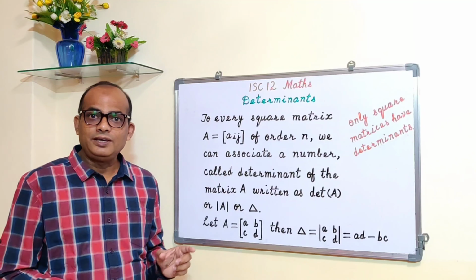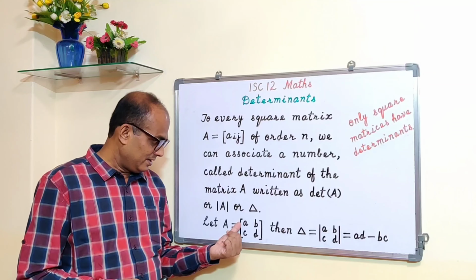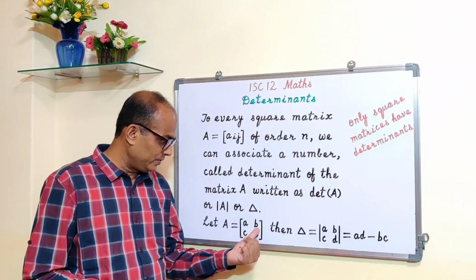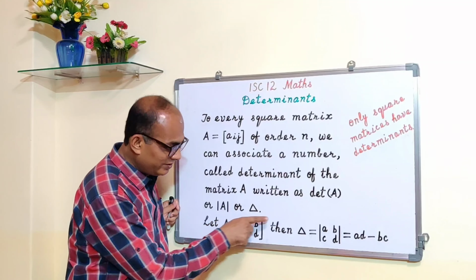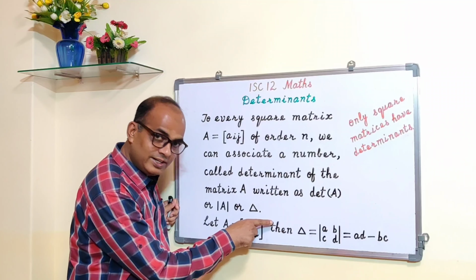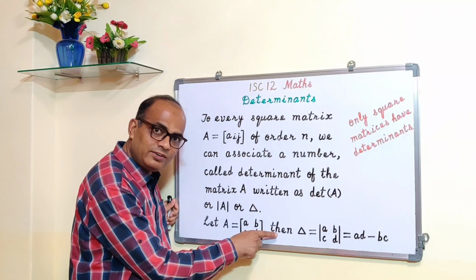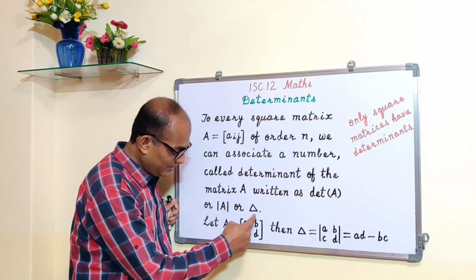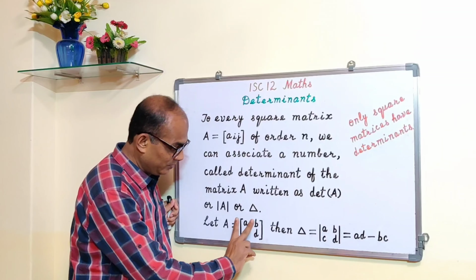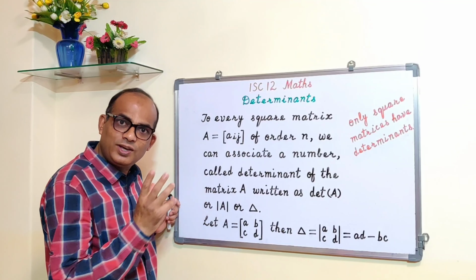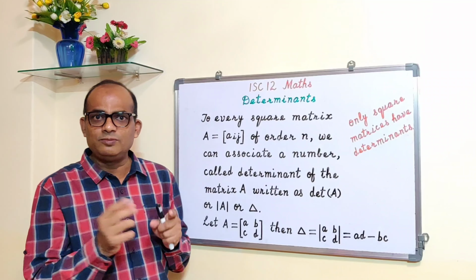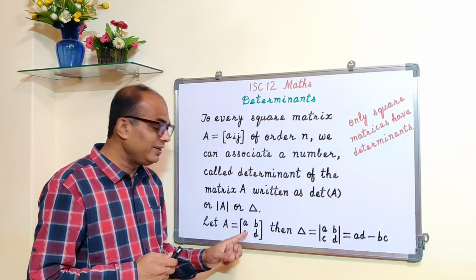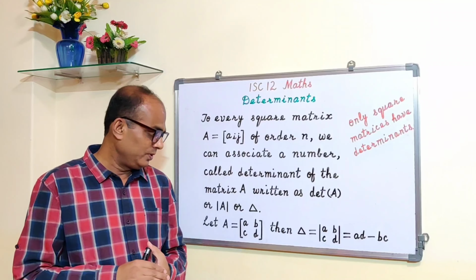Let A be a matrix, elements are a, b, c, d. There are two rows, two horizontal lines: one horizontal line, one row, the second horizontal line, so two rows. One vertical line, one column, the second vertical line, so two columns and two rows. So it is a square matrix, and because there are two rows and two columns, it is of order 2. So let A is equal to [a b; c d] be a square matrix of order 2.